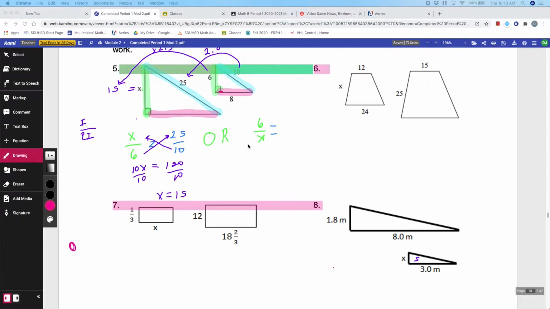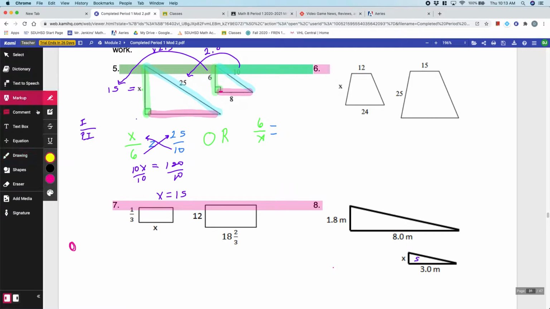Guys, so we're just going to finish up here now. So what we're going to do now one more time is, when we want to see what a missing value of x is, we're always going to be looking at this proportion of basically the image over the pre-image, or one of the shapes over the other. So I always start by solving these by matching up my corresponding sides.